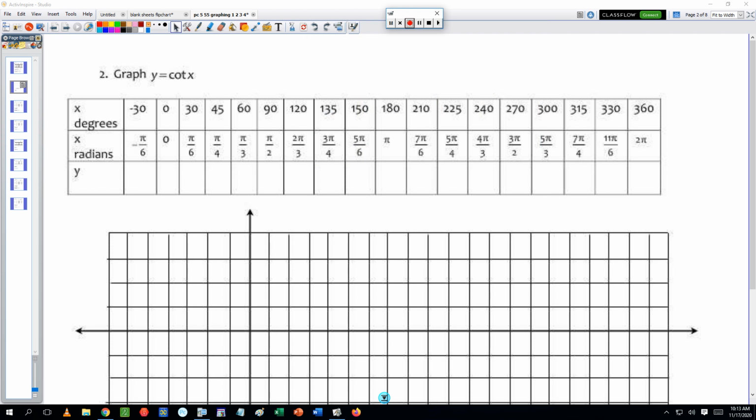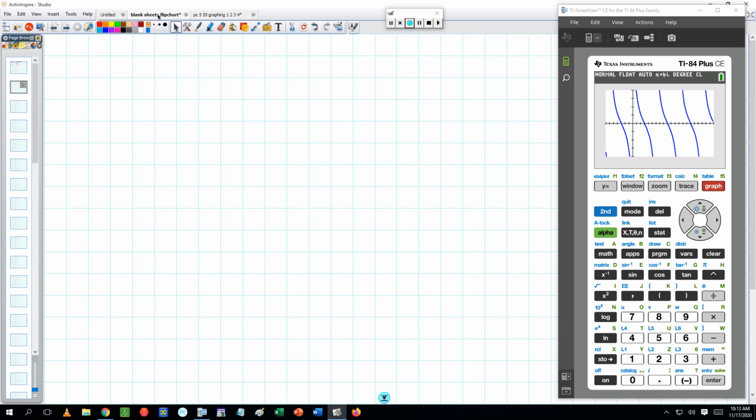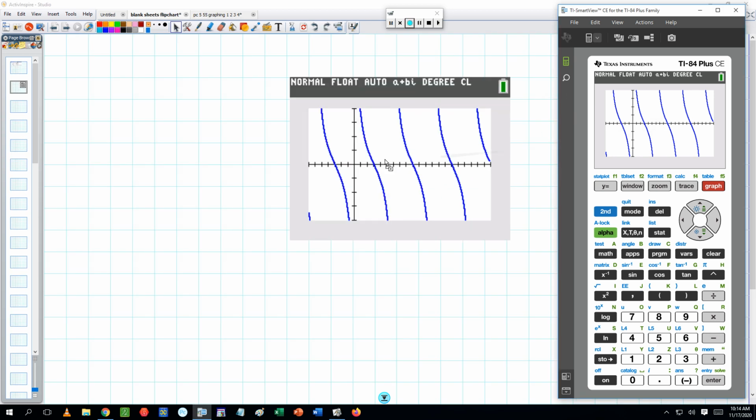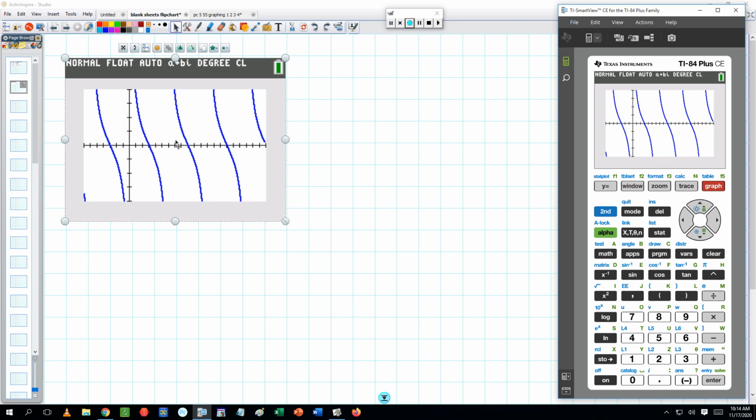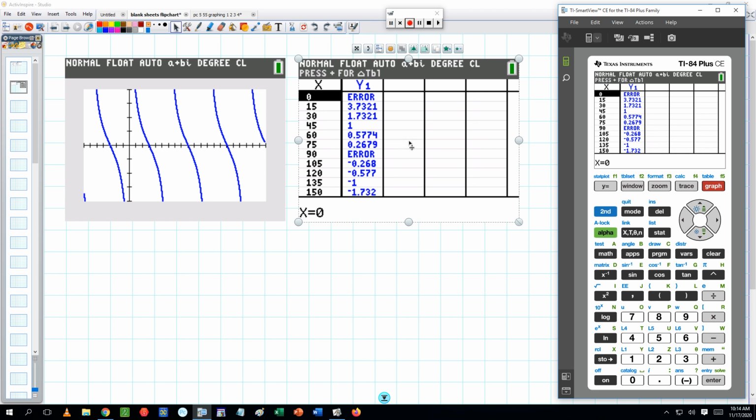Let's take a look at cotangent. If we go to our graph for cotangent, we'll type in 1 divided by tangent, and it'll look similar to tangent, but it's backwards. And if we were to look at the table, there is a problem with the table with cotangent. There are no zeros. And so all those error messages, they're not correct.